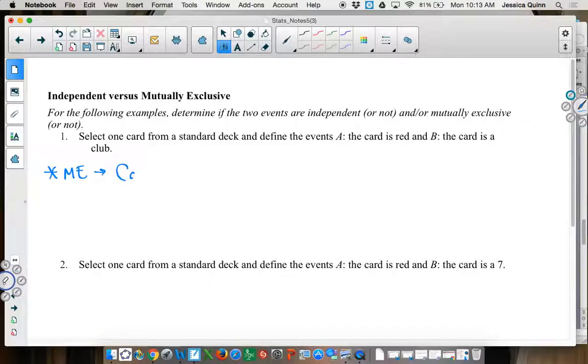Okay, so mutually exclusive. What's the question I'm asking? Can you pick up a card that is a club and is red? Can I pick a red club? No. Okay, what are the red suits? Diamonds and hearts. So the black suits are spades and clubs. So, no, I cannot pick a red club. So, is it mutually exclusive, yes or no? Yes.